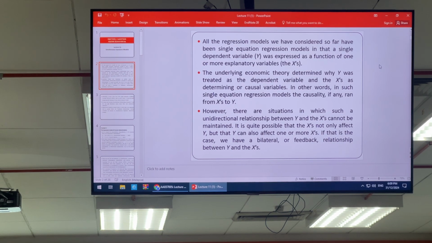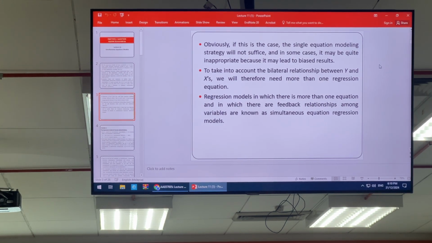However, there are situations in which such a unidirectional relationship between y and the x variables cannot be maintained. It is quite possible that the x not only affects y, but that y can also affect one or more of the independent variables. So that means the independent variable influences the dependent variable, and the dependent variable also influences the independent variable. If that is the case, we have a bilateral or feedback relationship between y and x.